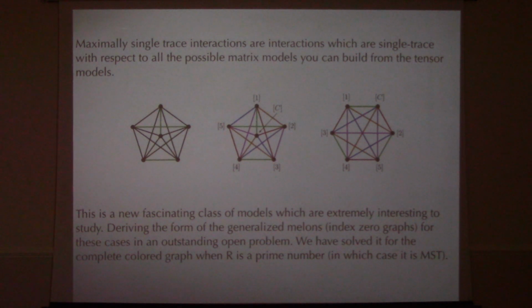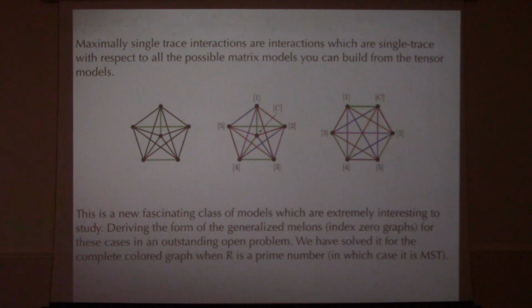So graphs with these properties are the maximally single trace graphs, and they are the natural generalization of the single trace interaction terms in matrix models from this point of view. It's a fascinating class of tensor models, and an outstanding open problem is to derive the form of the generalized melons in this case. This is not known, and that's a very interesting graph theoretic problem. We've solved it for this type of graphs which are complete, in the case when the rank of the tensors is a prime number.